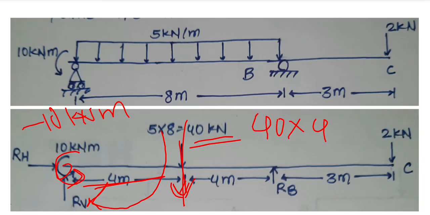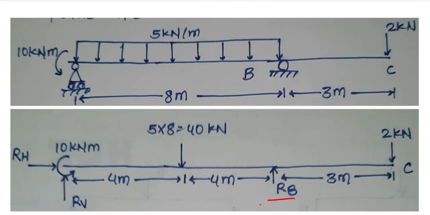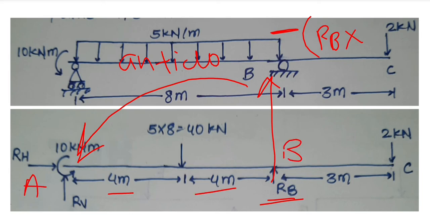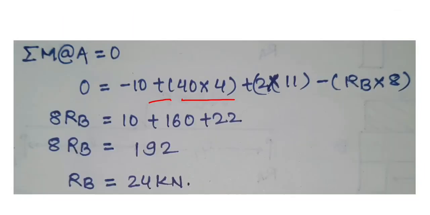Now again, at this point RB, a force is acting in the perpendicular upward direction. So moving toward the point, it will be anti-clockwise. So it will be negative. And what will be the moment? Moment will be RB into the distance from point A to point B. The distance is 4 plus 4, that is 8. So here we have written minus RB into 8.